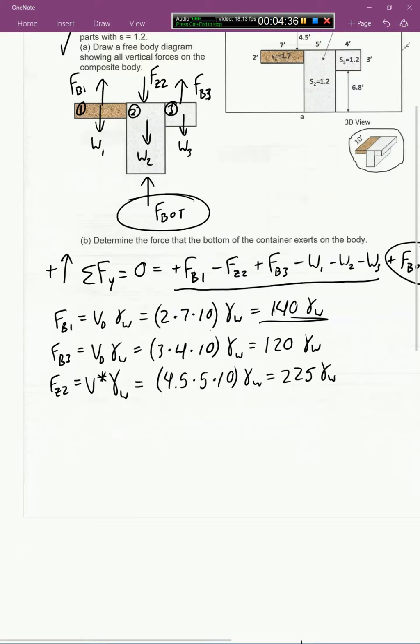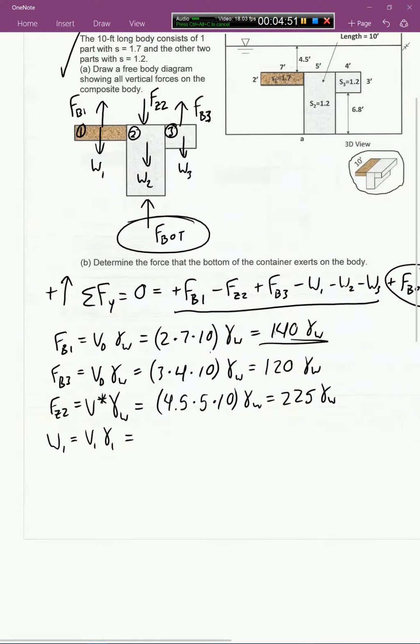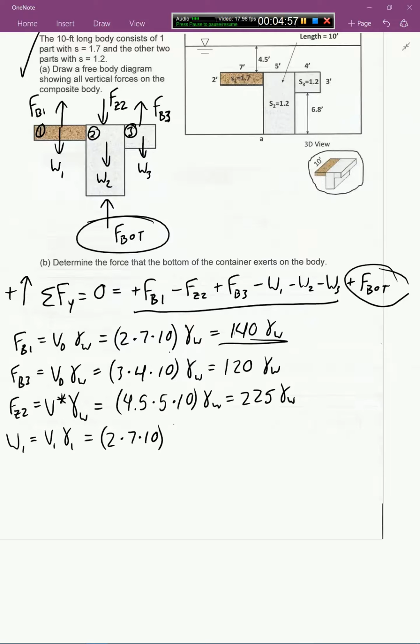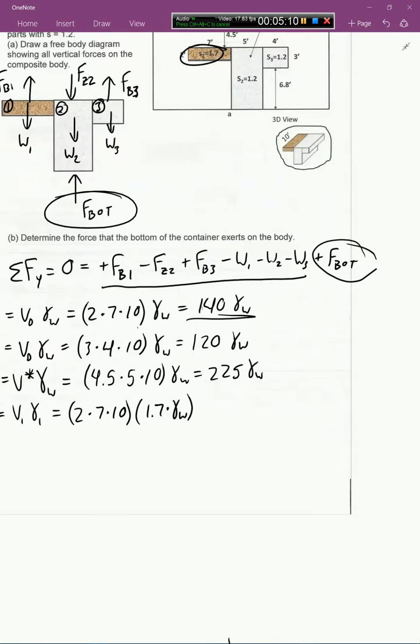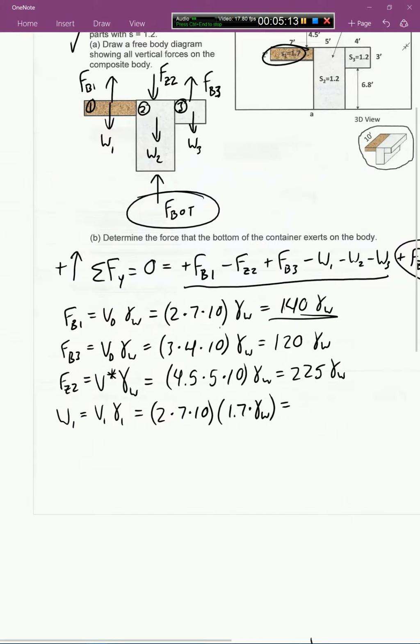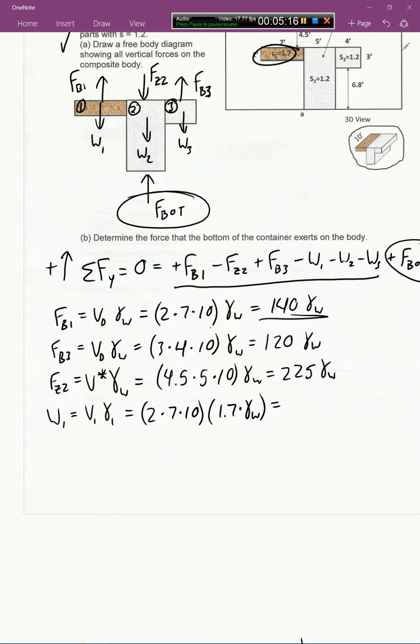So now all we have left to do is the weight forces. The weight forces are simply the volume of that particular piece of the body times the specific weight of that piece. The volume of 1 is easy to find. It's just 2 times 7 times 10. And the specific weight of 1 is the specific gravity of 1.7 in this problem, times the specific weight of water. So this is 1.7 times heavier than water. And that comes out to be 238 gamma water.